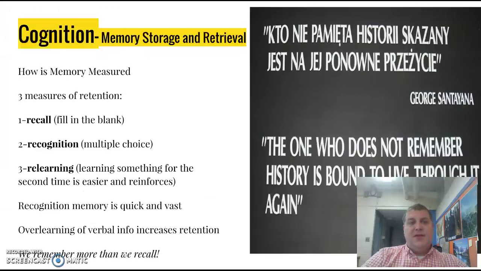Memory is measured in 3 forms of retention. The first one is recall. This is just your basic fill-in-the-blank questions. You can understand that this is this. Recognition, you can see how things relate, so you can do multiple choice. You can say, well, this one goes with this one, and you can understand it.